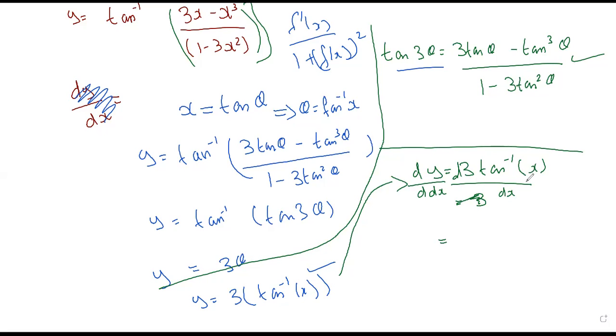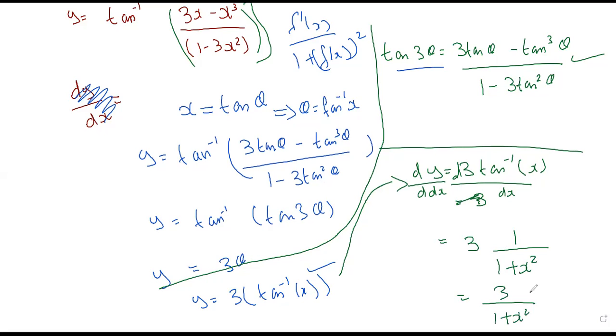Derivative of tan inverse x. What is this? I just told you in the previous one. Derivative of tan inverse of x is, just tell me the formula. 1 plus x square. Okay, 1 plus x square, and derivative of this function would come here, that is 1. So this is the answer.